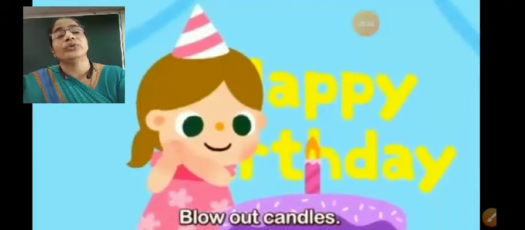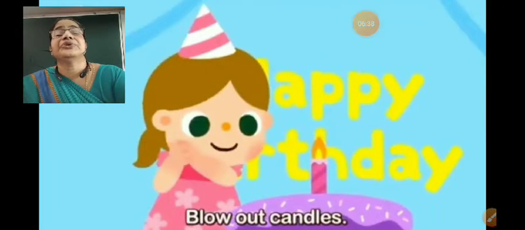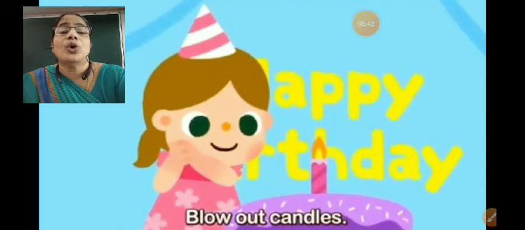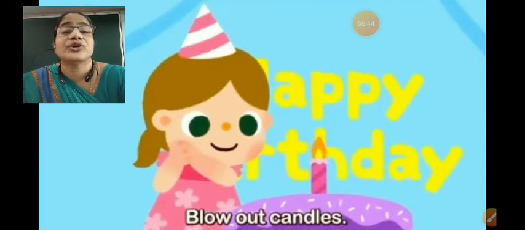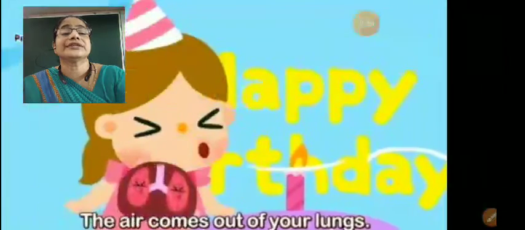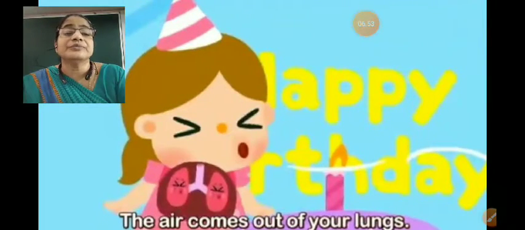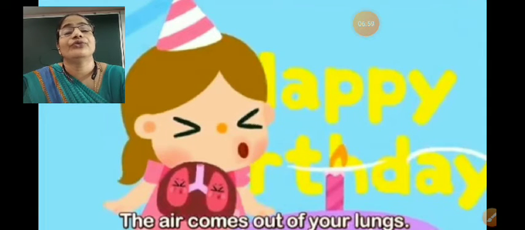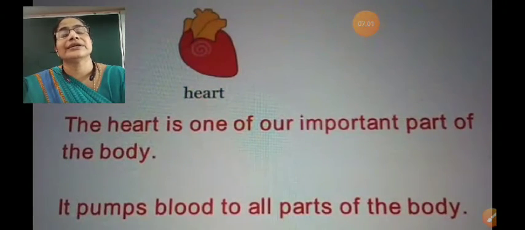Breathe out. After that, you can see here blowing out candles. That time also we need air to blow out candles. The air comes out of your lungs.